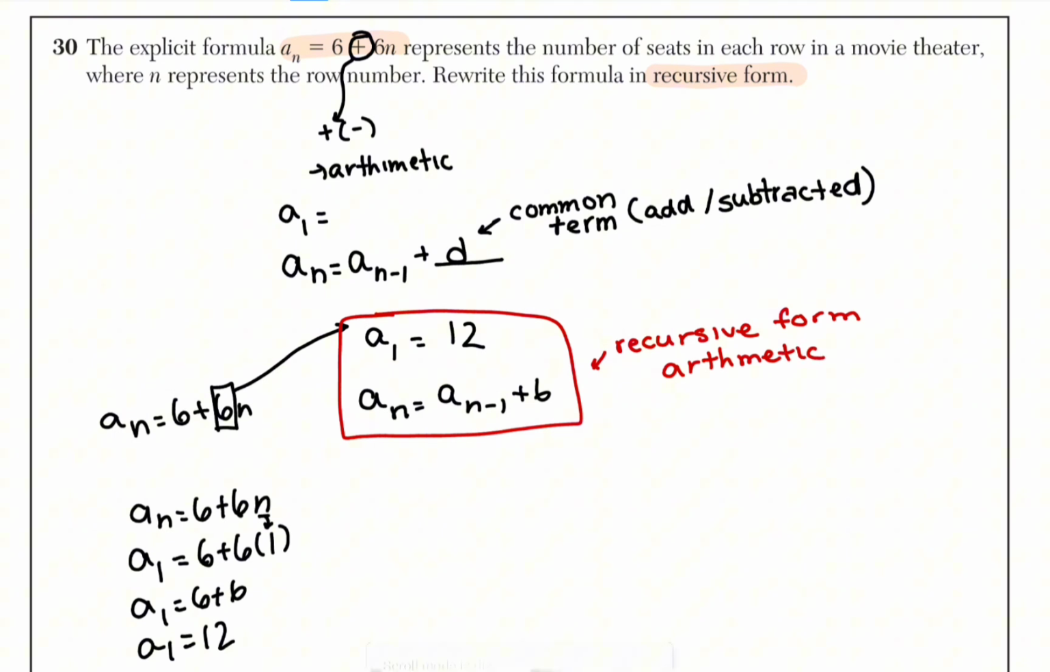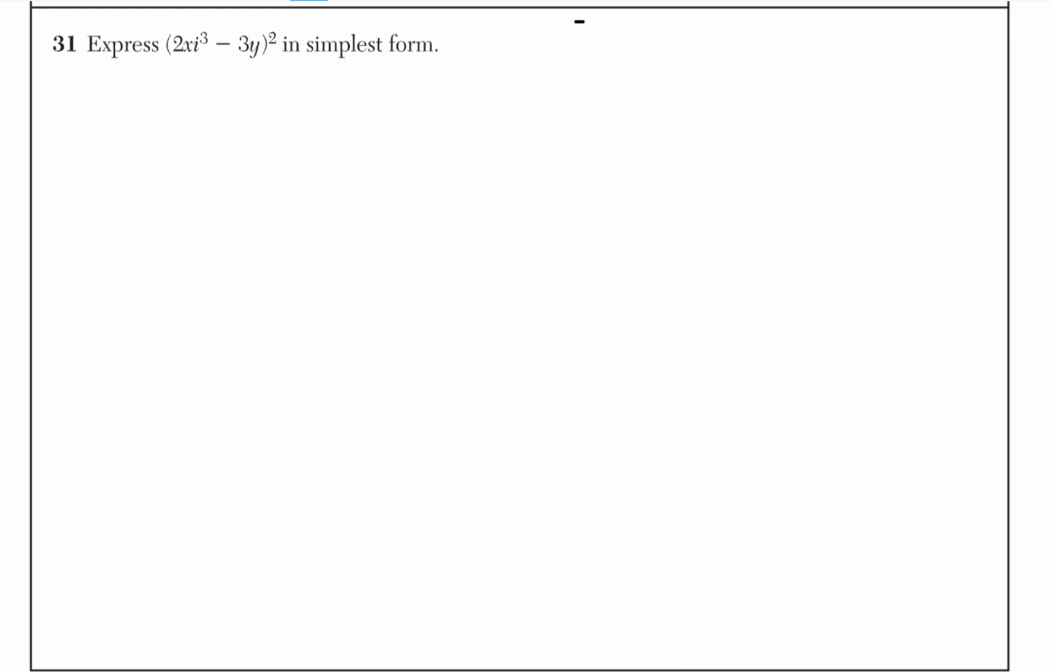Okay. Now question 31. Express 2xi cubed minus 3y squared in simplest form. So we know we are dealing with i, so first things first, we want to draw our i circle. And so our i circle says we're going to have i to the 0, i to the 1, i to the 2, i to the 3. i to the 0 is also known as i to the 4th. And so with that being, this is 1, this is i, this is negative 1, and this is negative i.